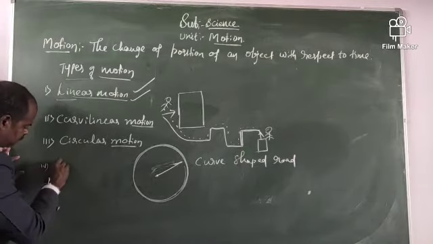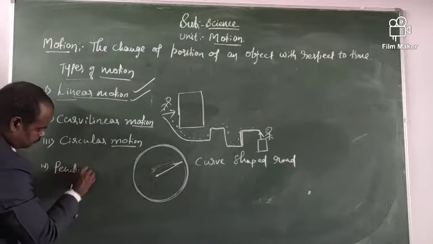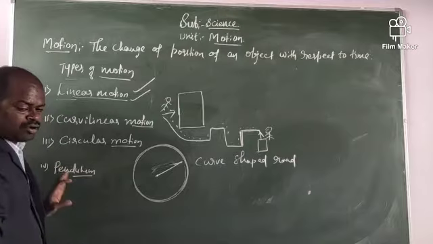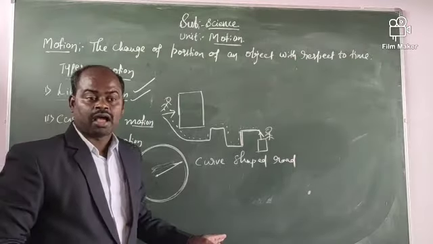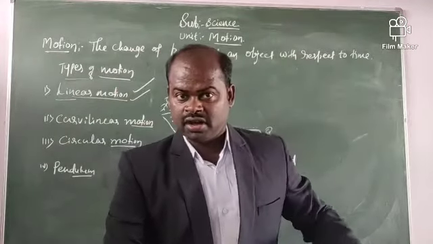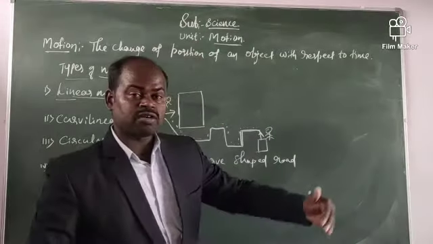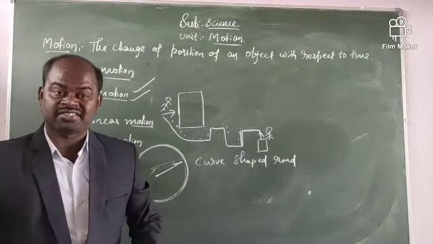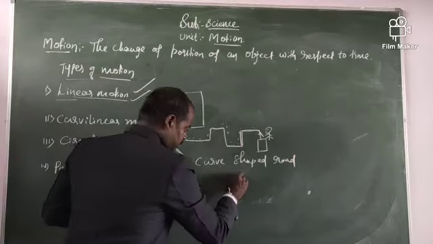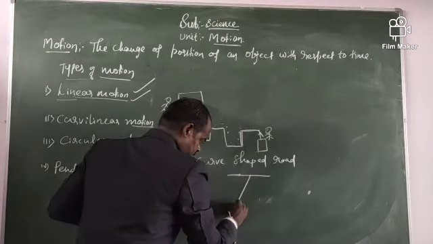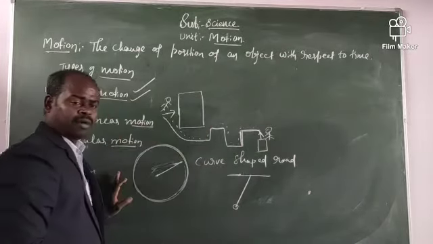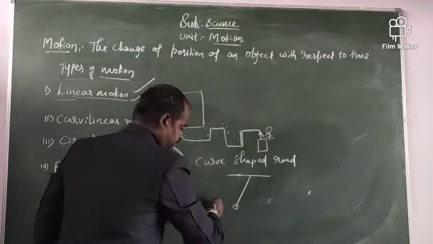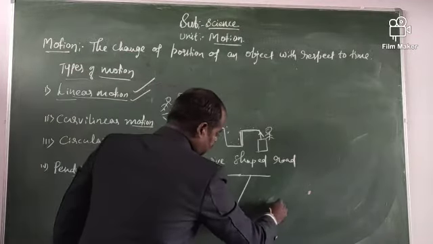Yes, pendulum. Take a pendulum. Pendulum means it will oscillate. Oscillation means what? To and fro motion of an object is called oscillation. For example, see, here is a bar pendulum. If you rotate this one, it will rotate.